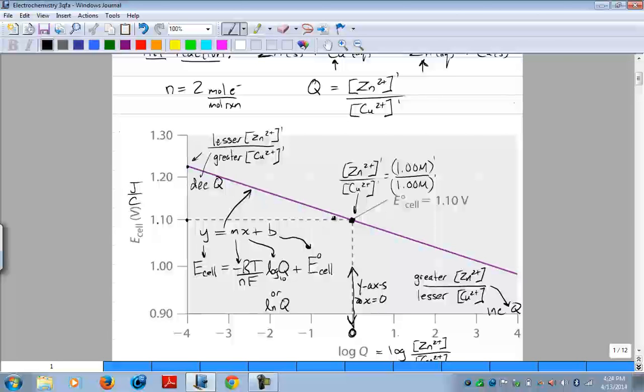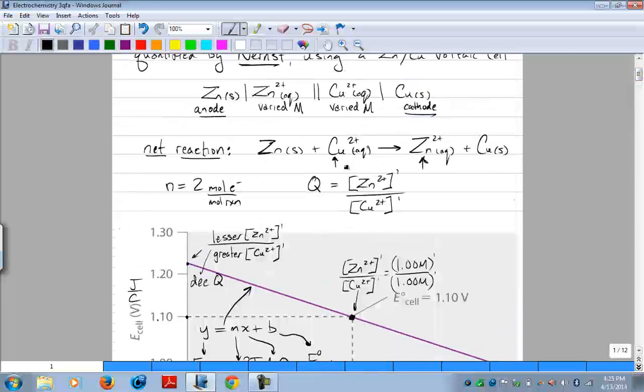In order to linearize the data, he had to take the log or the natural log of that reaction quotient, and that ended up linearizing the plot. So we noticed this relationship: the lower the log or natural log of Q, the higher the cell potential difference.